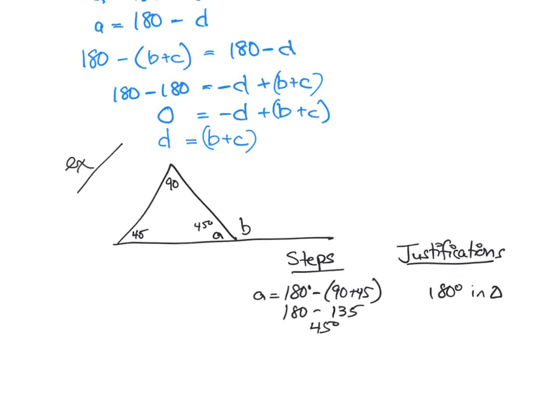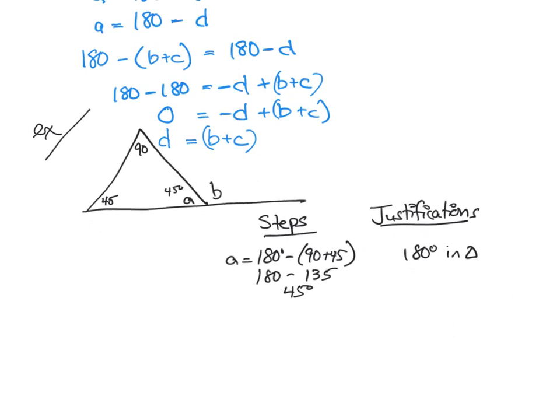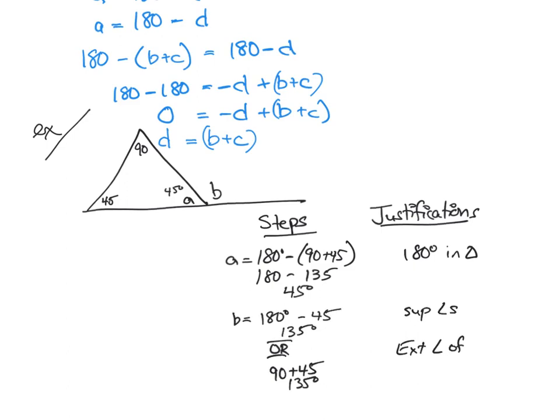B, you could say that B is 180 degrees minus 45 degrees because of supplementary angles, and that would give you 135 degrees. Or you could say that B equals 90 degrees plus 45 degrees, which is 135 degrees, because of exterior angle of a triangle.